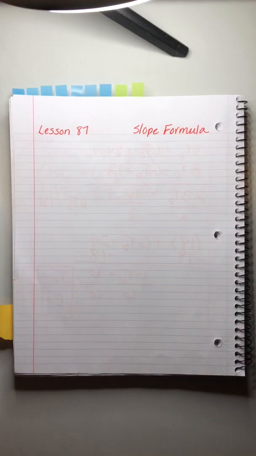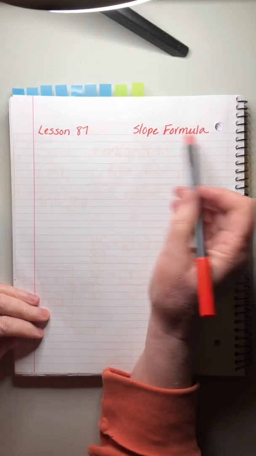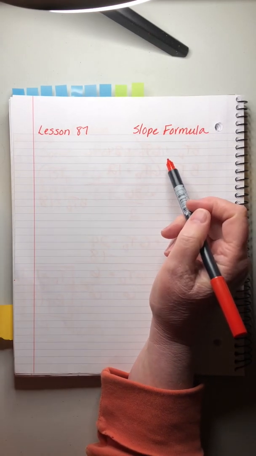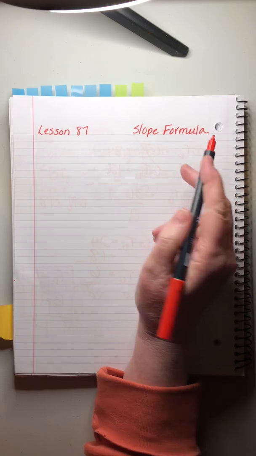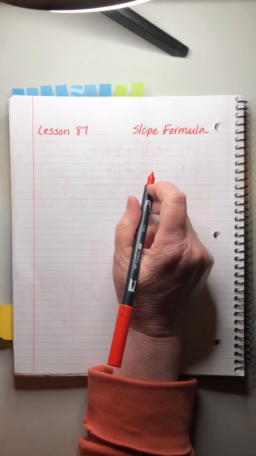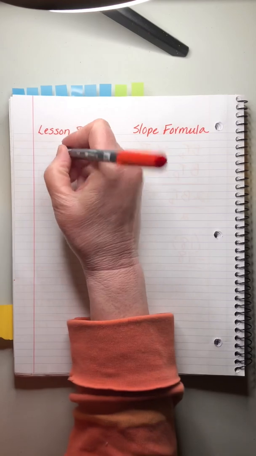Saxon Algebra 2, Lesson 87. Oh gosh, I'm so glad this day has come. The topic of our lesson is slope formula. We are going to talk about this in relation to graphing lines.